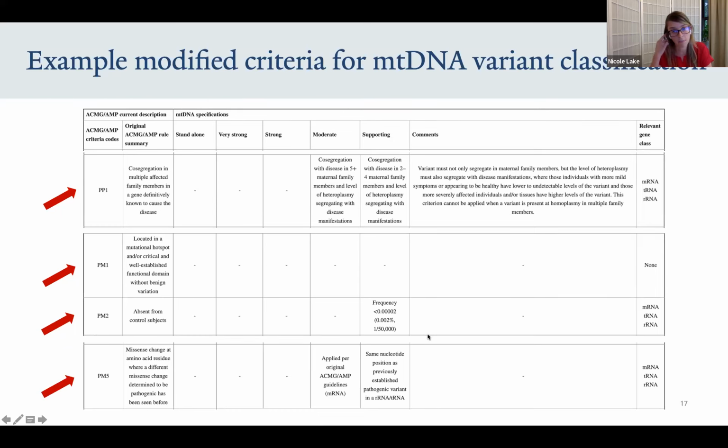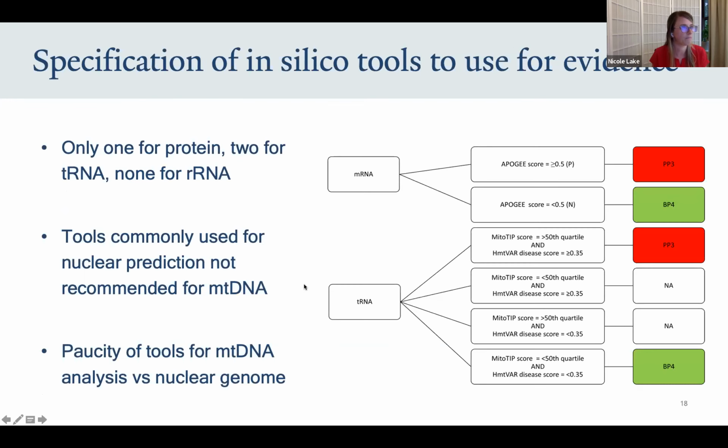And lastly, they've also expanded upon some criteria to help enable their application more easily to RNA variants, given that the ACMG guidelines are predominantly for missense, for protein variants, sorry. So for example, what they've put forward here is that in an RNA gene, if you see a variant and it occurs at a position where a different pathogenic variant has been reported, then that can potentially provide support of pathogenicity.